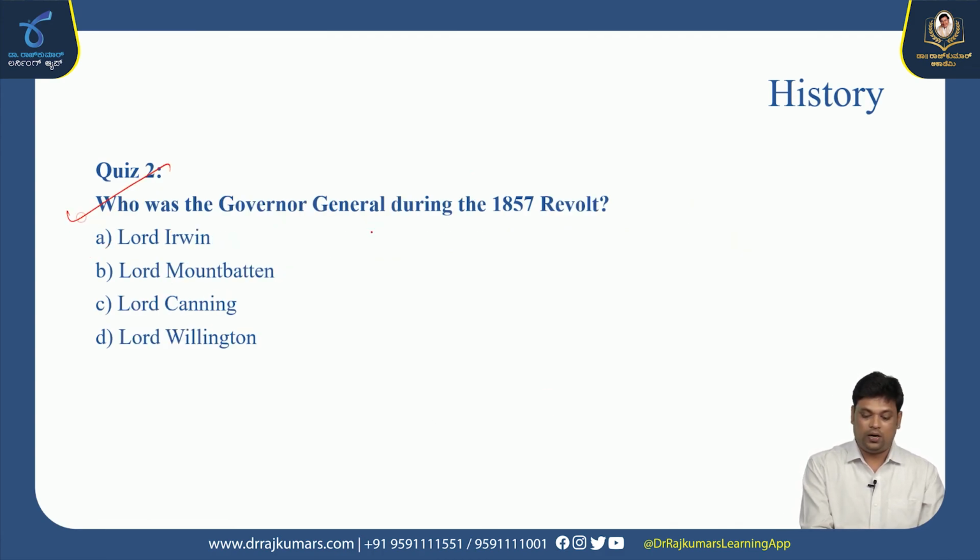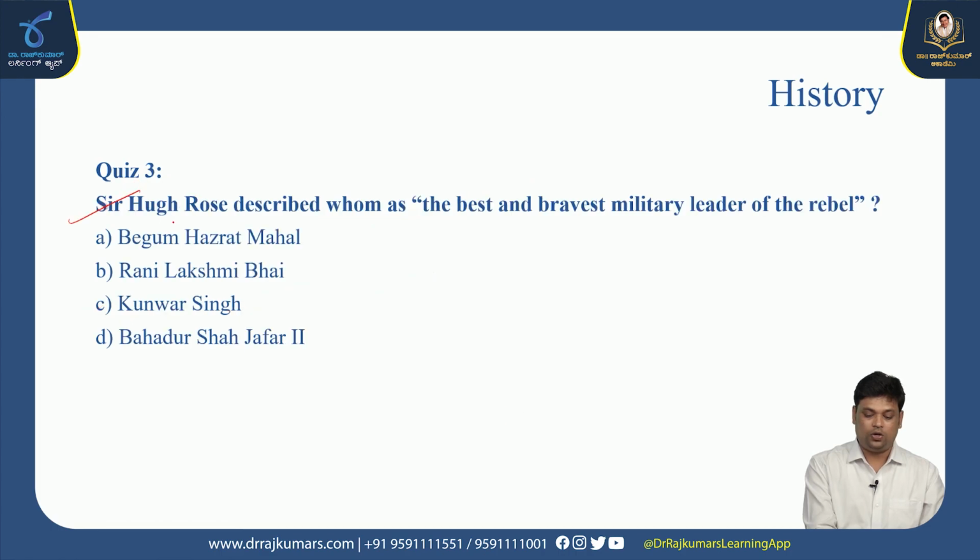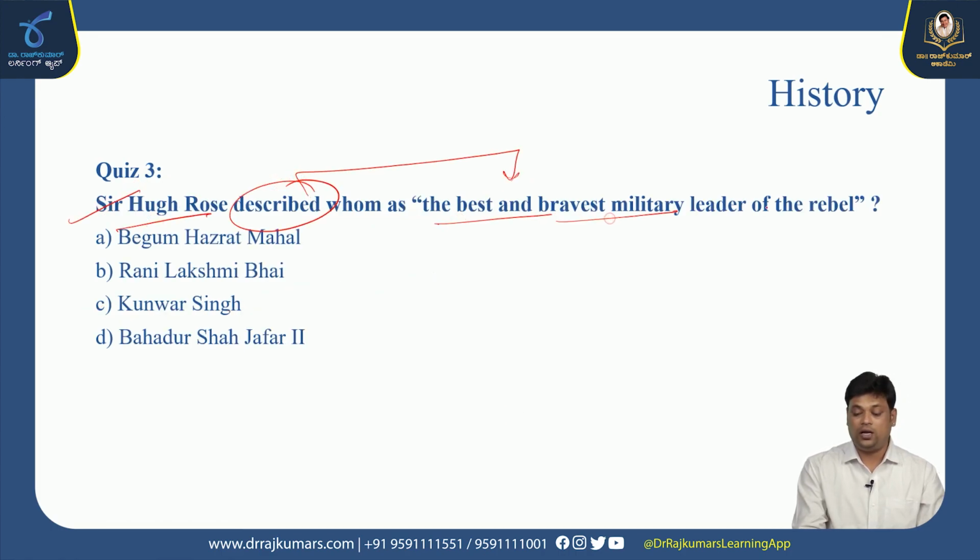Who was the Governor General during the 1857 revolt? Lord Canning. He was the Governor General and himself became the first Viceroy of India as well. Sir Hugh Rose described who as the best and bravest military leader of the rebels? Rani Lakshmibai.